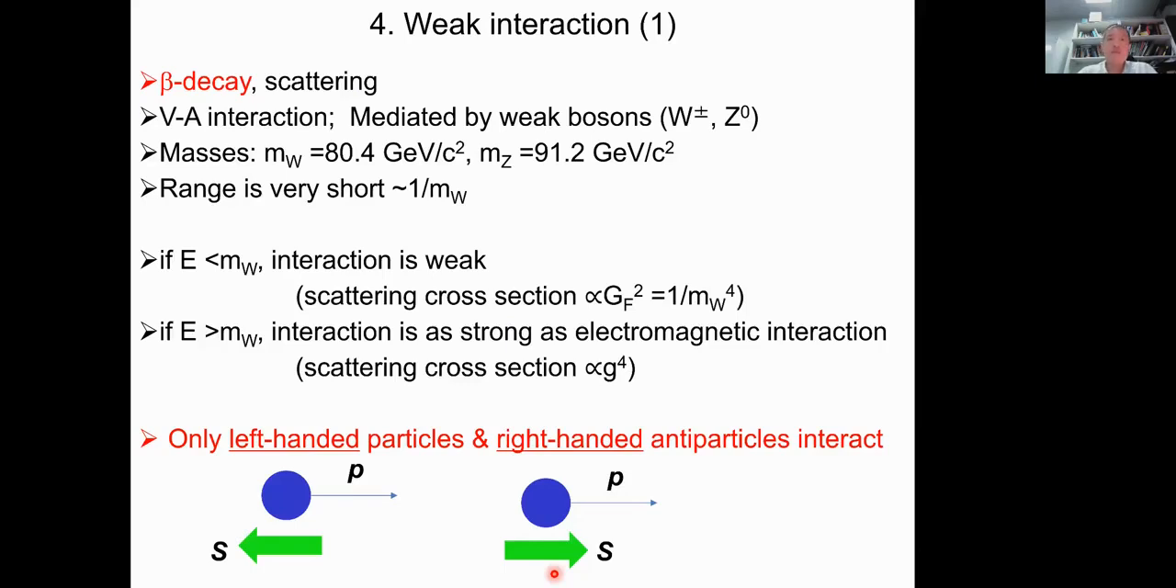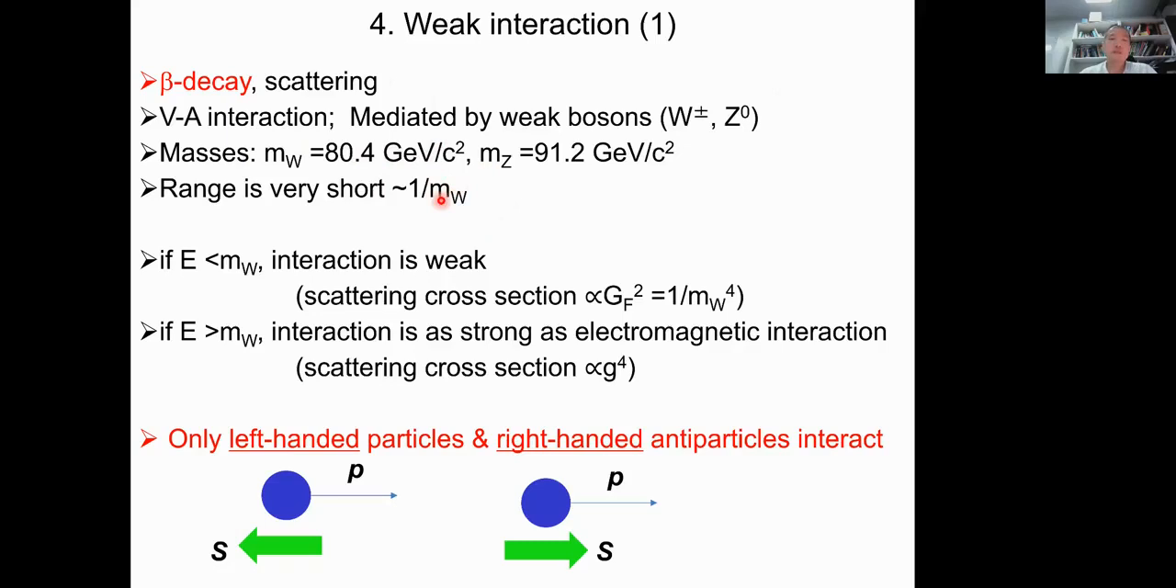One of the fundamental interactions is weak interaction. It is relevant to beta decay and weak interaction scattering. It is described by vector and axial vector interaction type, and mediated by weak bosons, the charged boson W plus minus and the neutral Z0 boson. These gauge bosons have a typical mass of 100 gigaelectron volts. And the interaction range is very short. It is the inverse of the mass scale. Because of the heavy gauge boson, the interaction range is very short.